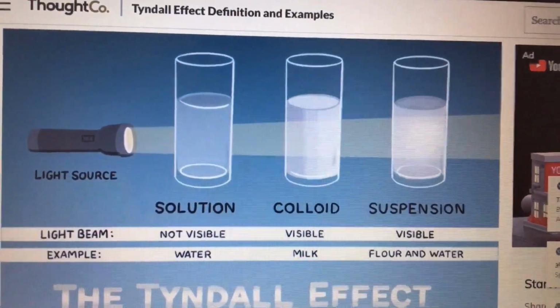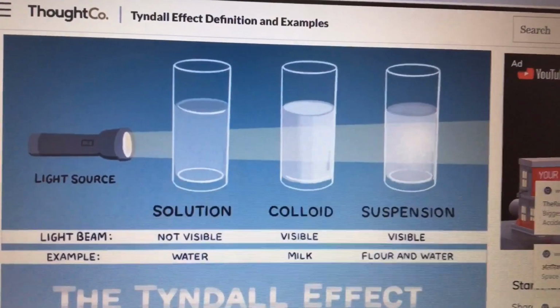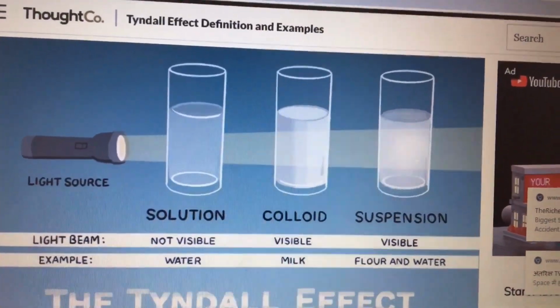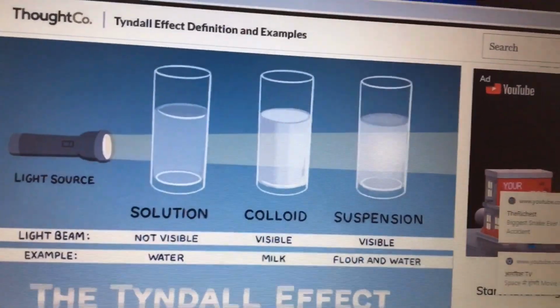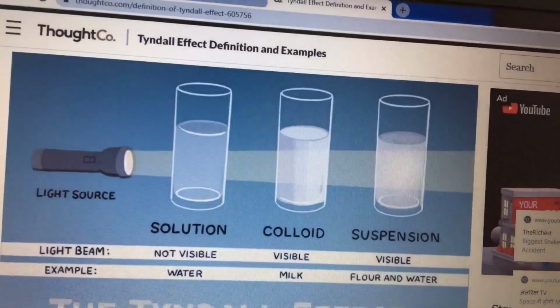So I'll explain what the Tyndall Effect is. After watching this, I believe you will be very clear about the Tyndall Effect. When you are asked what the Tyndall effect is, you just have to answer that it is the scattering of light by particles in a colloid and suspension.